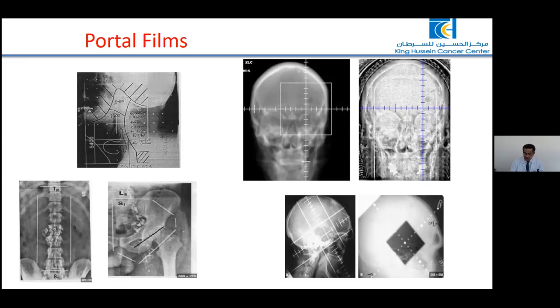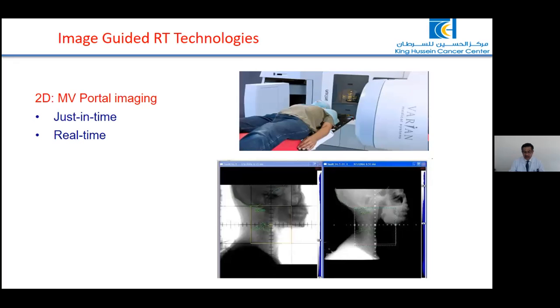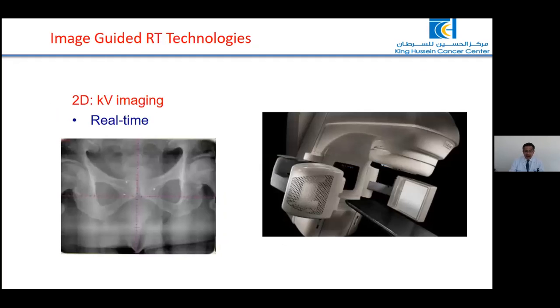to the pituitary adenoma that we use in the lower right side here, and the brain tumors. And then also for some cases of breast cancer and head and neck cancer, then we moved to the 2D megavoltage portal film, which was just in time, real time. And then we moved to 2D KV imaging, where we use it for many cancers.